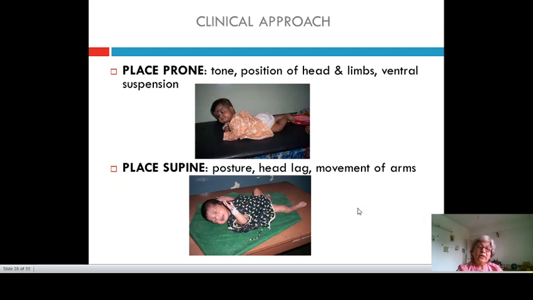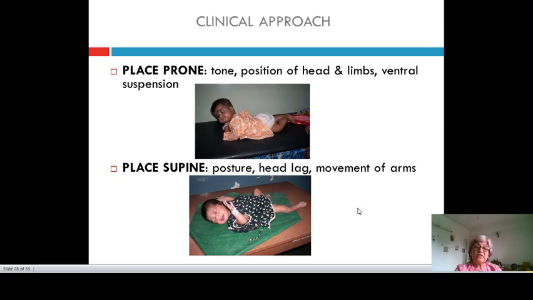How will you clinically approach? After taking a history of the milestones, which I will not go into now, we will discuss in the next class the clinical approach, only what you will exactly do with the child. Well, I would suggest start with placing the child in a prone position, as I showed in those pictures.